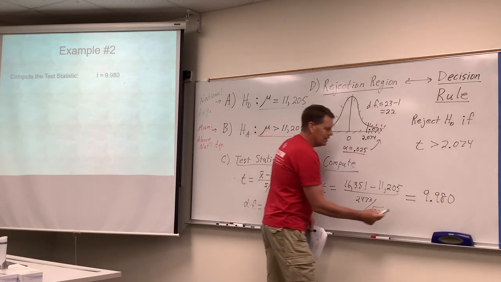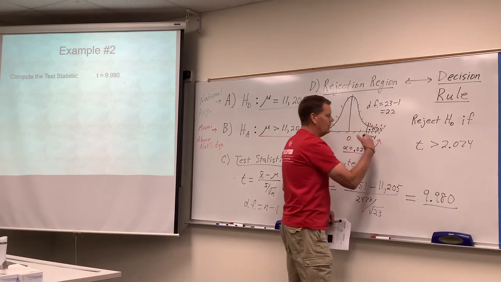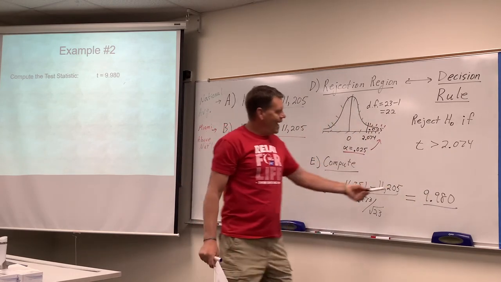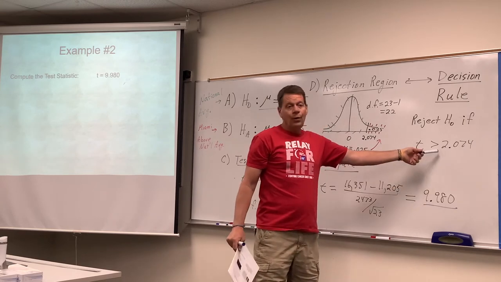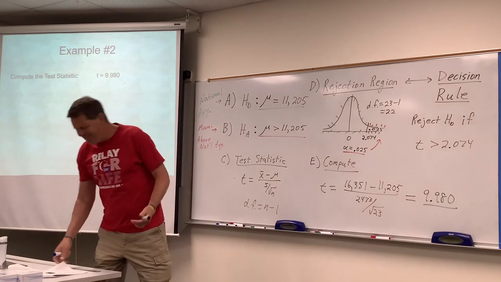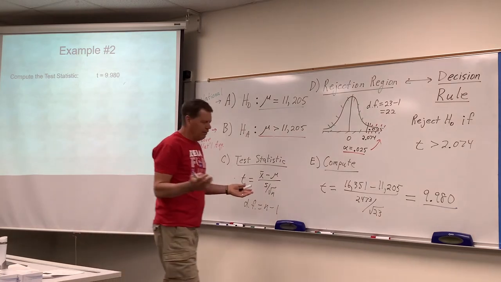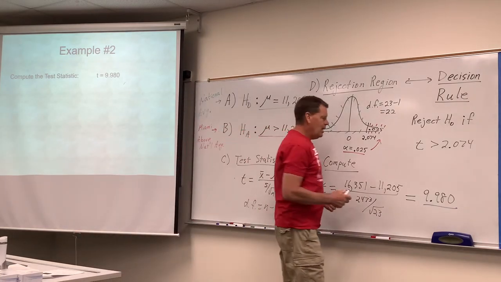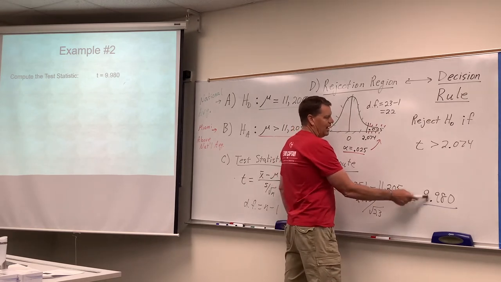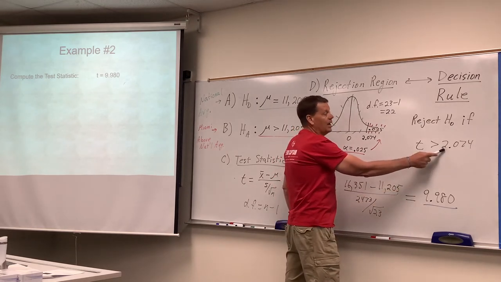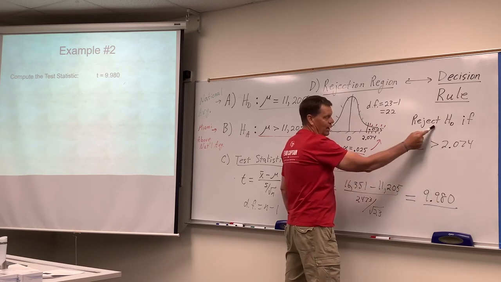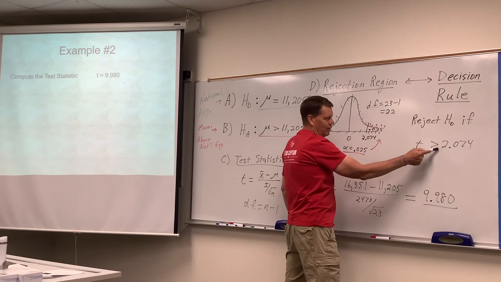Honestly, it doesn't matter how many digits you keep. The main point is, how does this number compare to the 2.074? Hopefully everybody would say, you had me at 9. How far to take that out is a very arbitrary thing. Two ways, again, we can look at it. Is that number greater than 2.074? Yes, it is. And you said you'd reject the null hypothesis if you got a number bigger than 2.074.